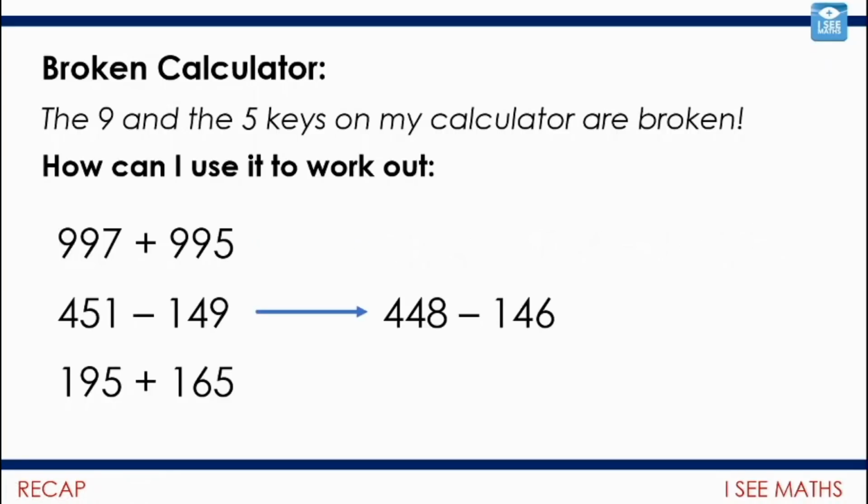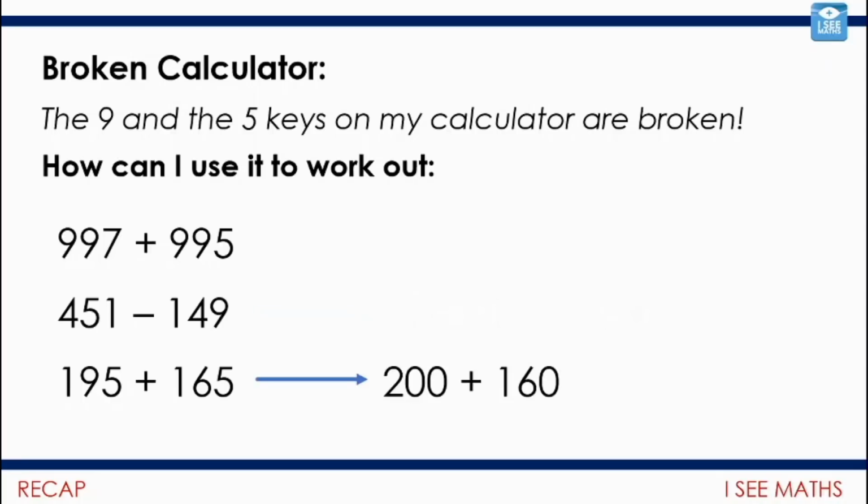For 451 subtract 149, I'm going to use that method of subtracting the same amount from both numbers to give me the same answer. So if I just subtract 3 from both numbers, I'll have an answer that is the same. And I actually find that calculation slightly easier to do. So 302 being the answer there. And how about this last one? 195 plus 165. Well, instead, I'm just going to do 200 plus 160. This 5 added to the 195. That's how I've played around with the numbers there.